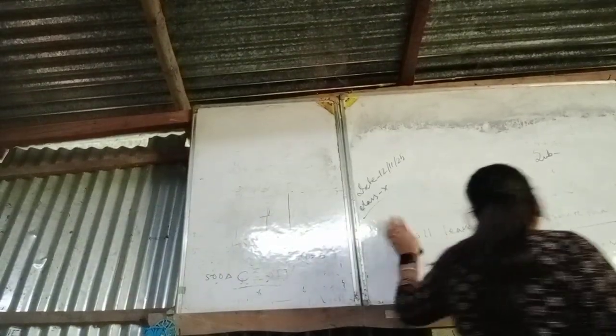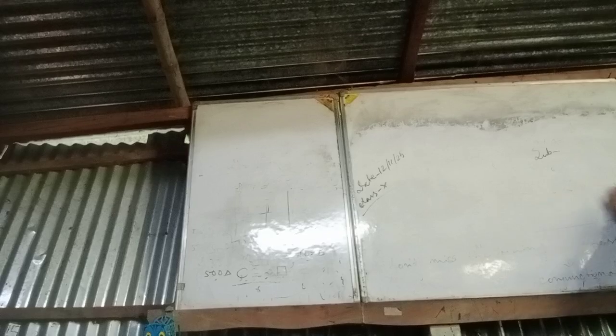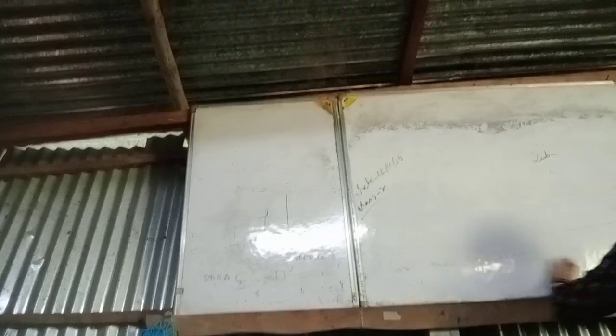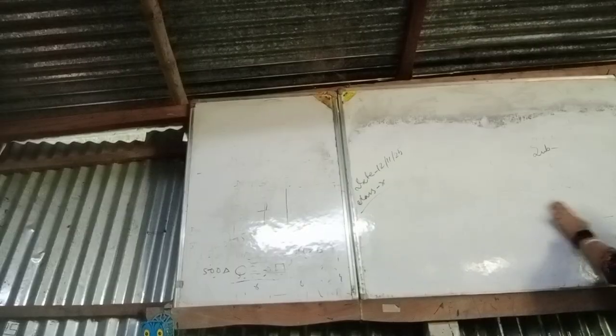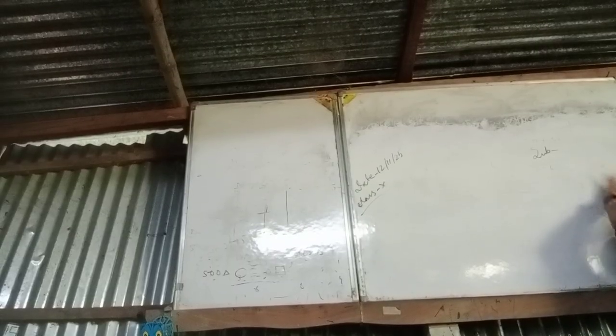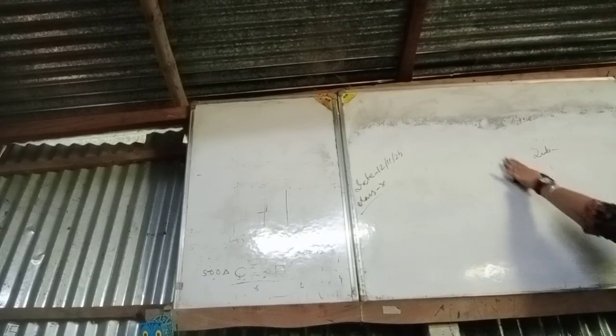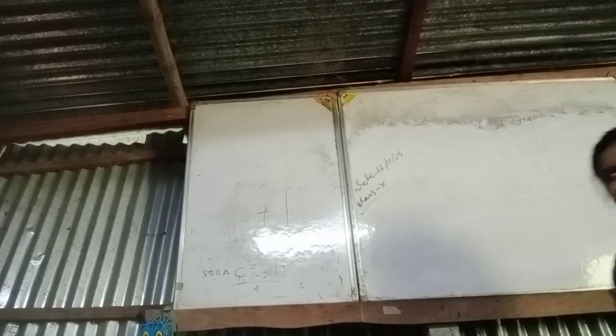Okay. Sham, do you know which phrase defines the verb? Very good. An adverbial phrase. Dia, do you know how many types of phrases there are? There are 6 types of phrases.